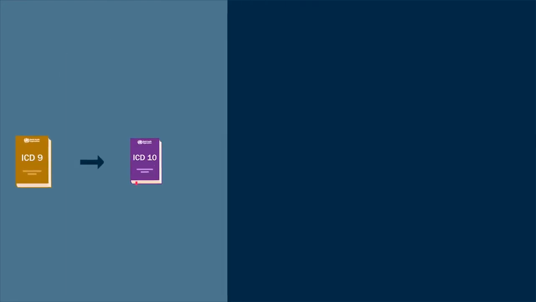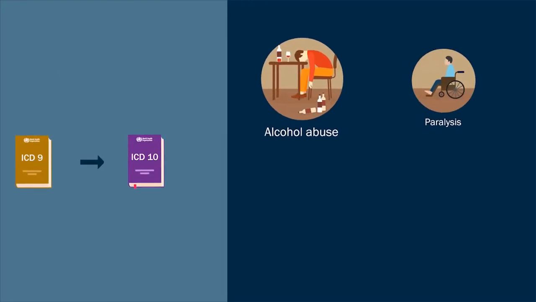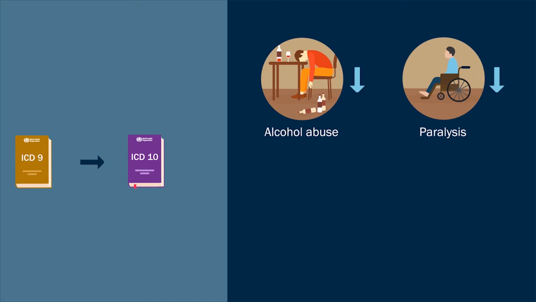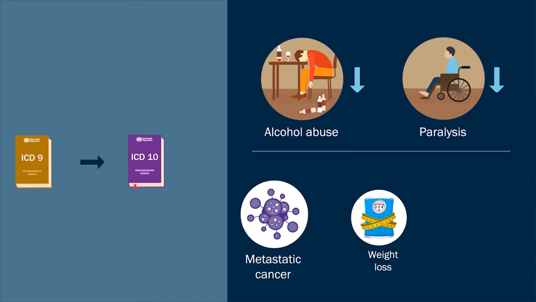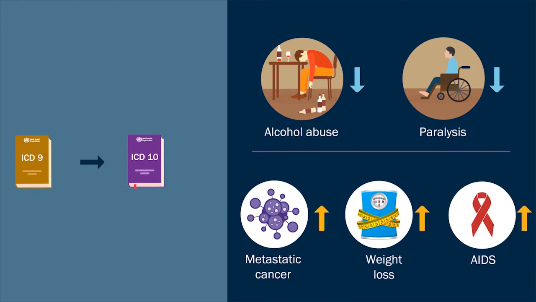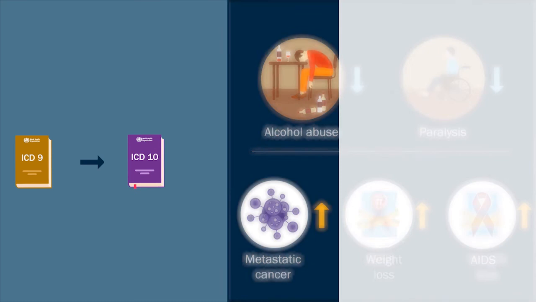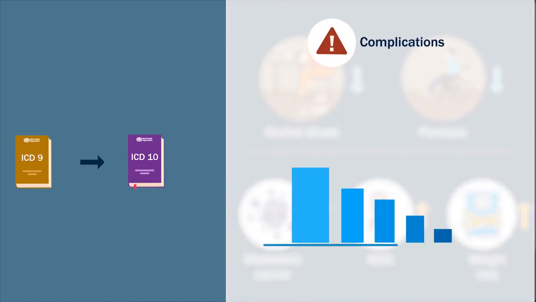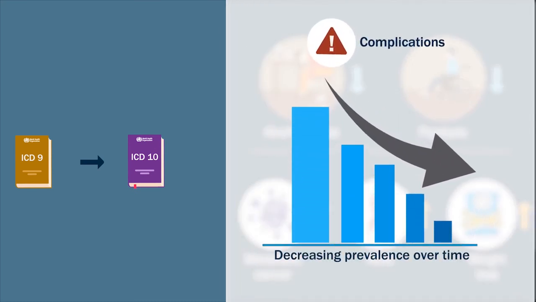Moreover, the prevalence of alcohol abuse and paralysis decreased after the transition, whereas the prevalence of metastatic cancer, weight loss, and acquired immunodeficiency syndrome, AIDS, increased after the transition. In general, complications showed a decreasing prevalence over time.